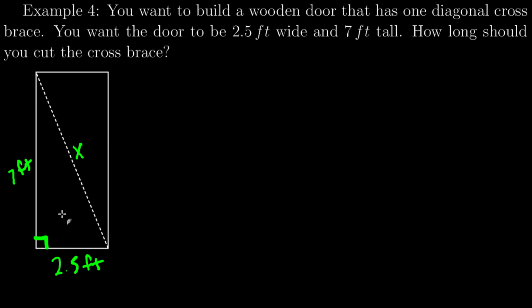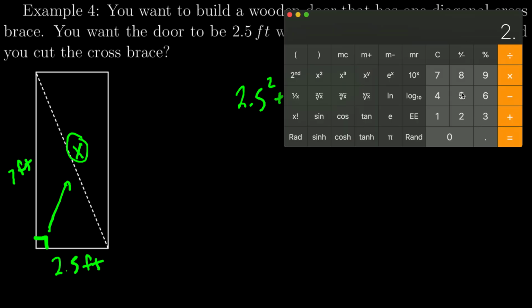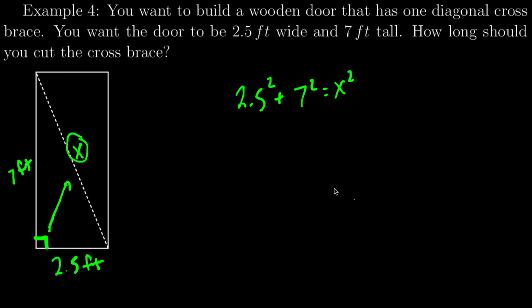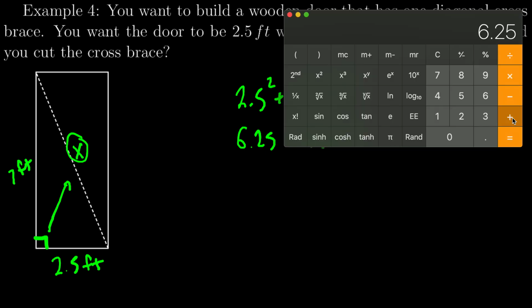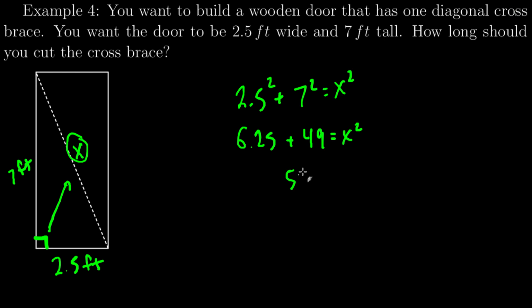I'm trying to find this length, which is my unknown, because it's my cross brace. And so, just do a little Pythagorean theorem. Across from the right angle, that's x, so that will be c. A and b can be 2.5 squared plus 7 squared. I'll go to the calculator. 2.5 squared is 6.25. 7 squared I already know is 49. I'll add those together and get 55.25.